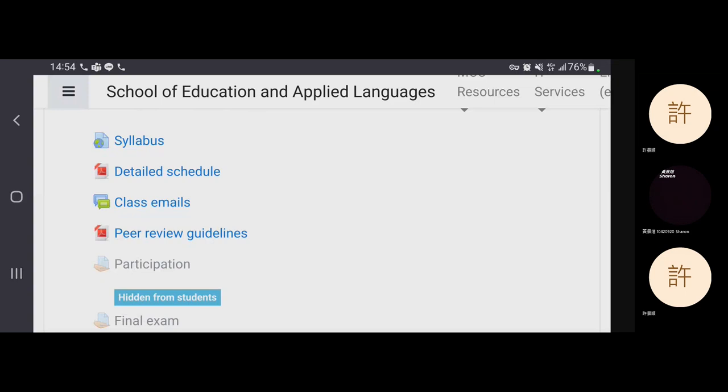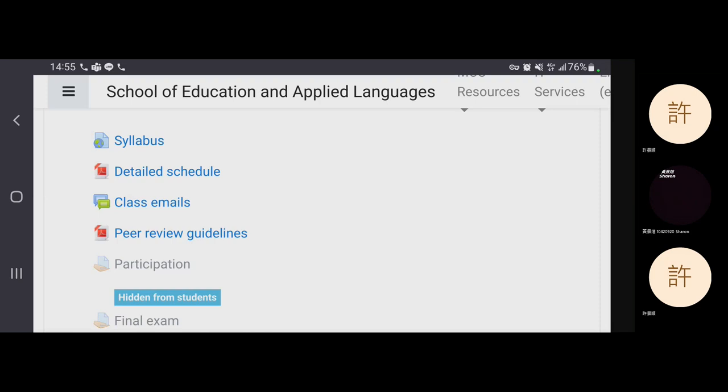Then we have class emails. If I need to announce something to you online, like maybe I announced something in class and some people were not here, or something happens between classes and you need to know before the next class, I will post it here and Moodle will send an email to your school email account. Now, I know that not everybody checks your school email every day, so I will also post the same information on Microsoft Teams.